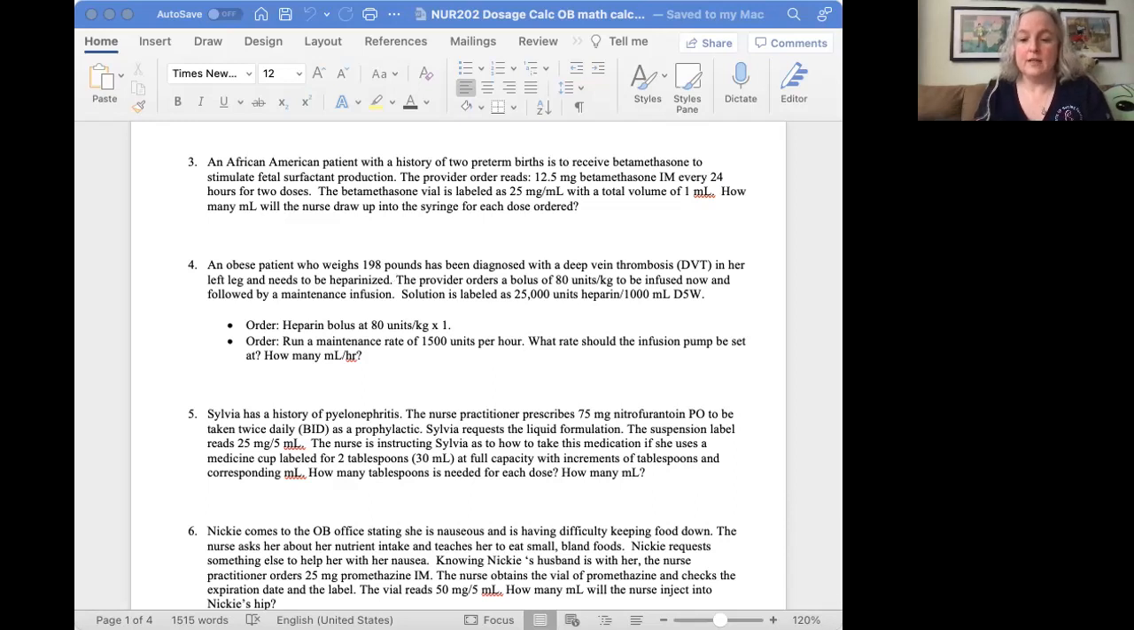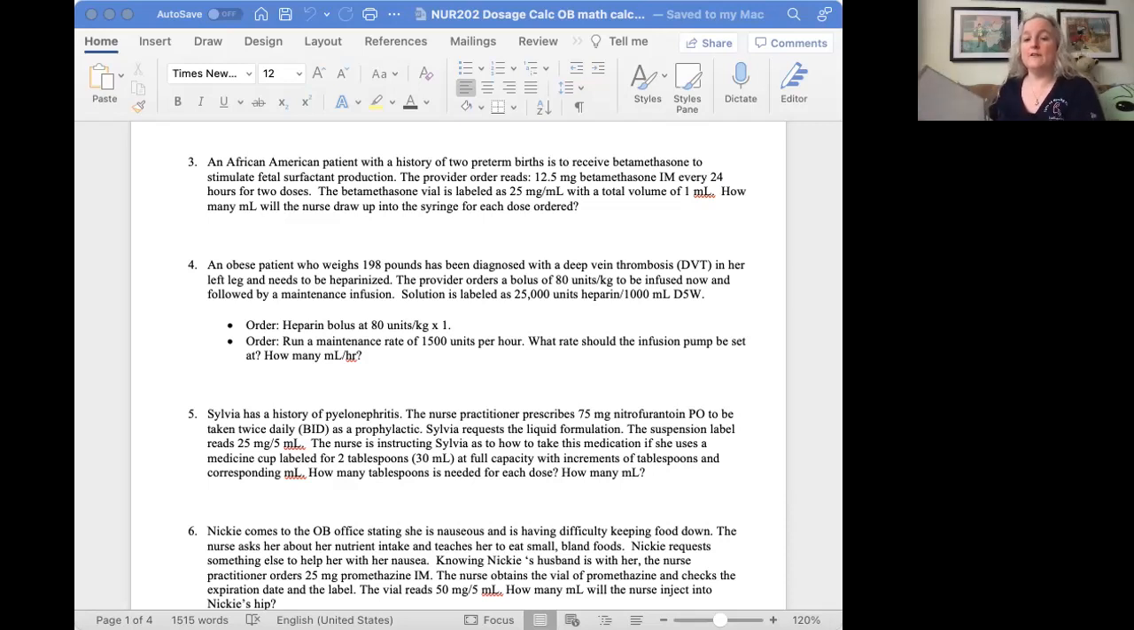Now, the second part of this asks about the maintenance. And I'm going to paste this in the chat, even though I'm not sure you can see the chat. So the second part of this, where it says run a maintenance rate of 1,500 units per hour, what rate should the infusion pump be set at? How many milliliters per hour?